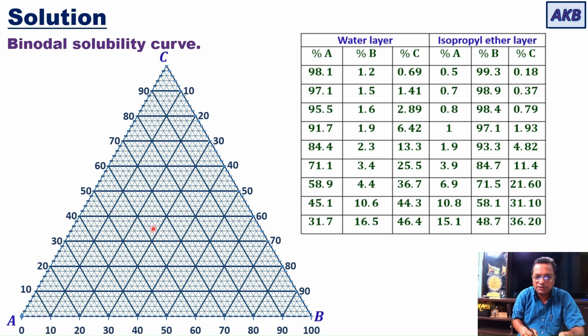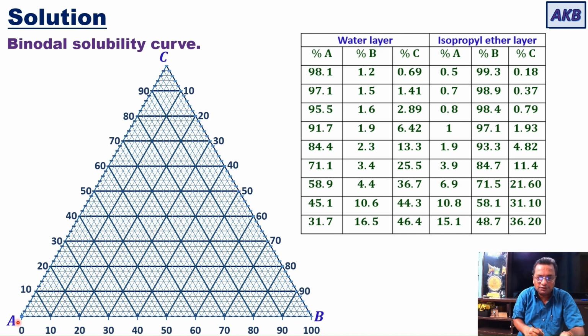Now, at any point within this triangle would be representing a ternary mixture. So for example, let us consider this line, a line of 10%. So what does that give? What is the significance of this line? Along this line, the mixture will be containing 90% of A in it.